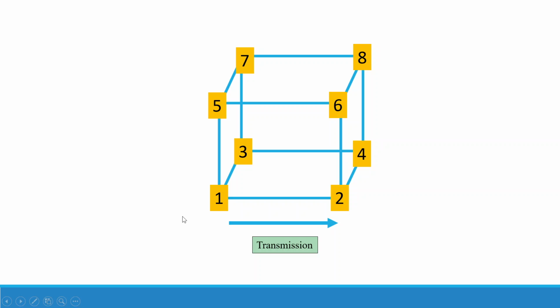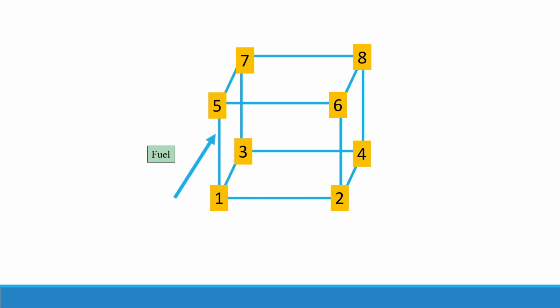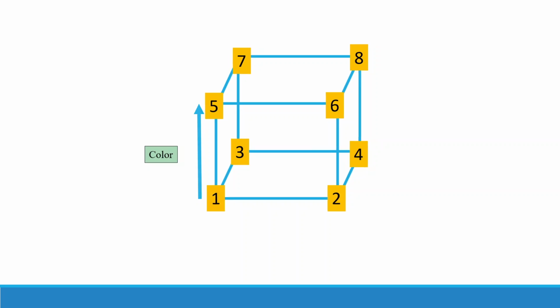So 8 profiles are available. 1, 2, 3, 4, 5, 6, 7, 8. This we will represent in a cube. The x-axis represents transmission. Y represents the fuel. And the Z represents the color.